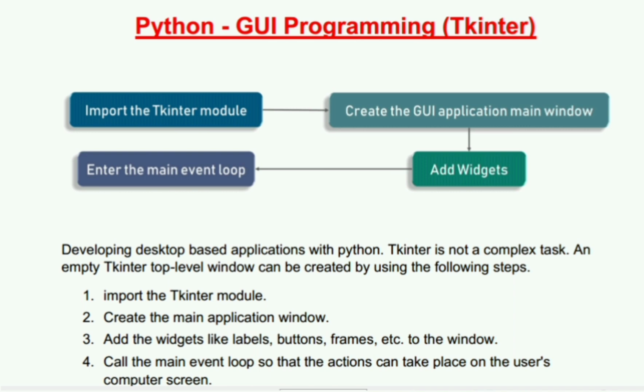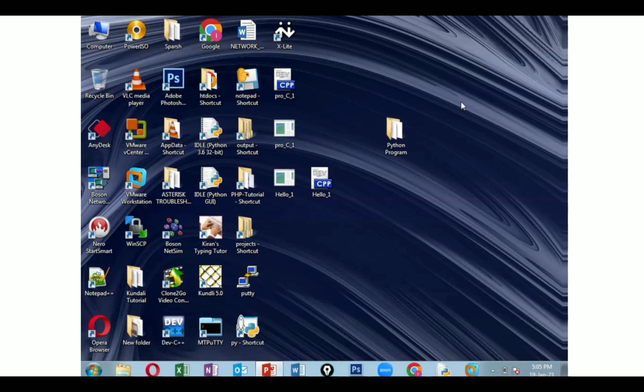First step, import the Tkinter module. Second step, create the main application window. At third step, add the widgets like labels, buttons, frames, etc. to the window. At last, call the main event loop so that the actions can take place on the user's computer screen. Open Python IDE.